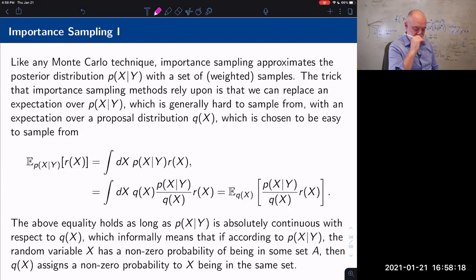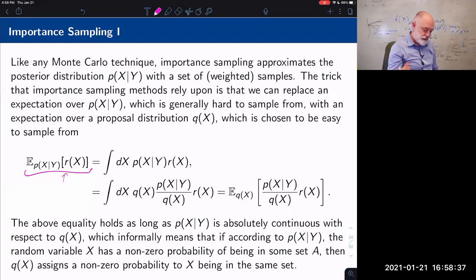So we just did rejection sampling, the first sampling algorithm. The second sampling algorithm is importance sampling. And with importance sampling, you really think about directly computing the expectation. That's really what you're doing.